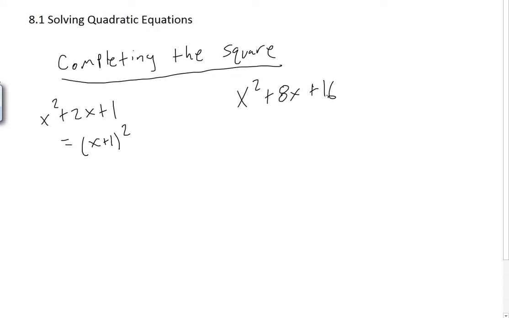Well, the answer is 16. One way to think about it is, what number plus itself gives you 8? So 4 and 4 gives you 8, so that when I multiply them I do get 16. But that's not always the easiest way. It's a good way to start thinking about it, to see why I have perfect square trinomials, but it's not necessarily going to work all the time.